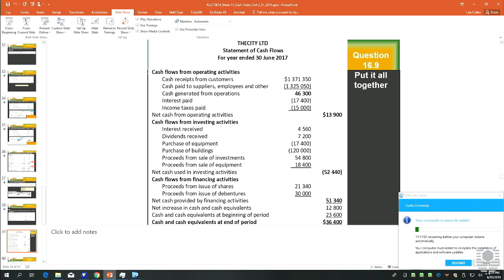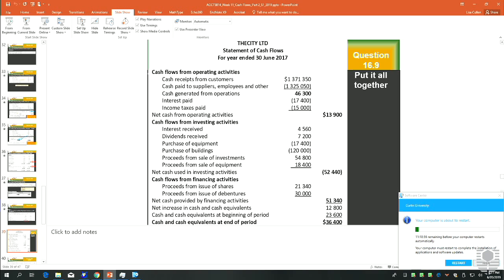So your cash generated from operations, the 46,300, and the cash from operating activities of 13,900 will reconcile to both of those points, and you can see we've done that in the answer. You can see down the end, your cash generated, the 46,300, we've reconciled to that. And we've also reconciled by adjusting there for your interest paid and your tax to the 13,900.